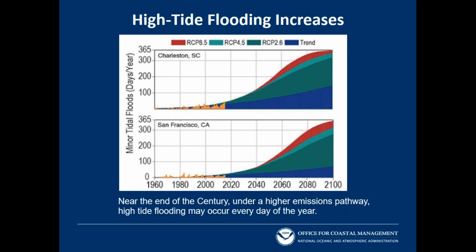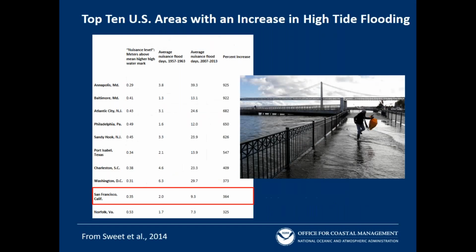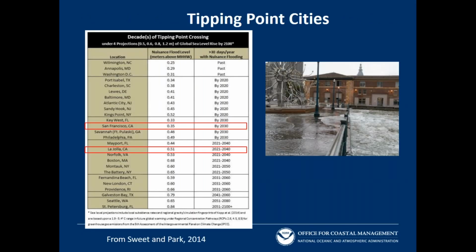I couldn't separate these two graphics very well, so I just have Charleston, East Coast example, San Francisco. There's a little bit of difference, but you get the same picture, right? We're going to get to the point where high tide flooding is happening every day. Top 10 areas with increased high tide flooding: California, San Francisco, 364% increase.